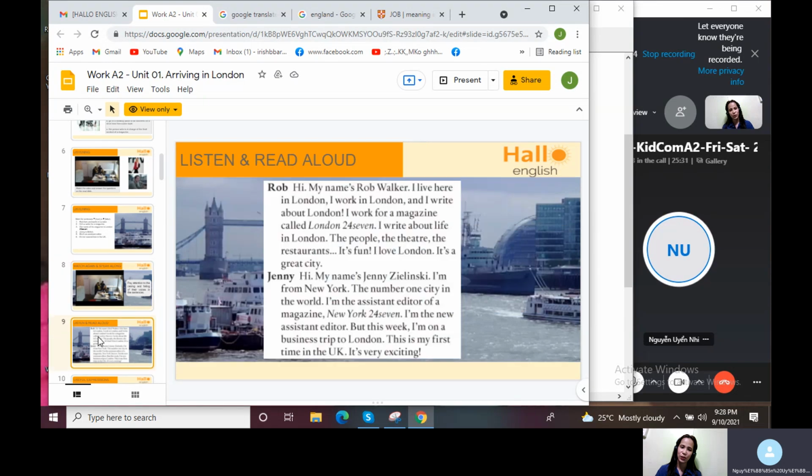So now let's go to the next page to know more about when Rob and Jenny are rising or falling their voice. Let's read it first so that we can know better when they rise their voice or the voice is falling. This time you will be Rob and I will be Jenny. Can you read aloud?